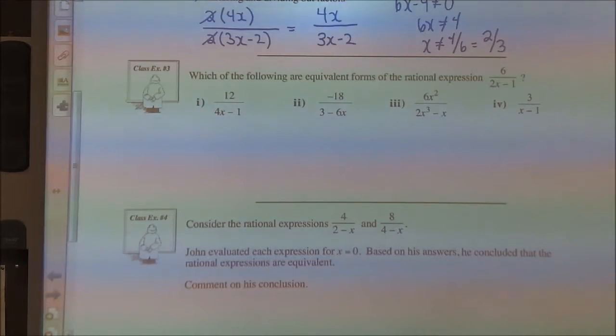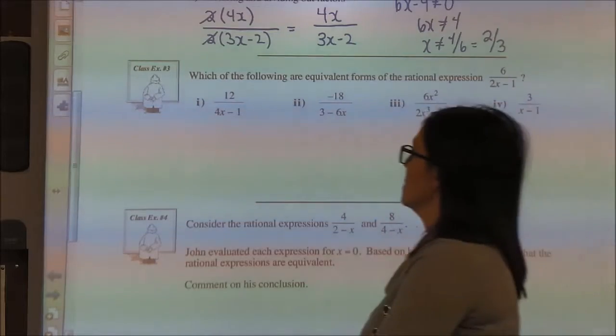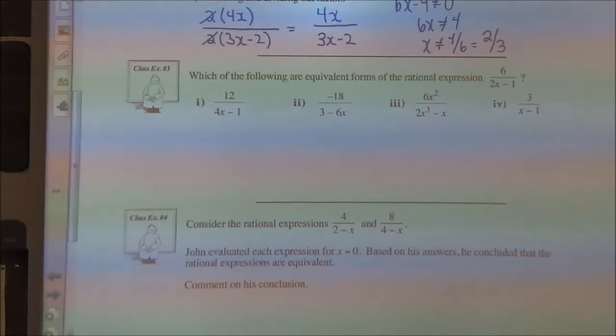So question number 3 says, which of the following are equivalent forms of the rational expression 6 over 2x minus 1? So what I need to do is look at each expression and determine whether or not the expressions could be simplified.